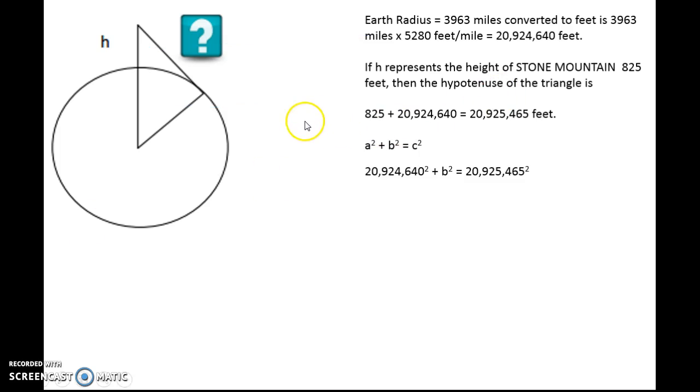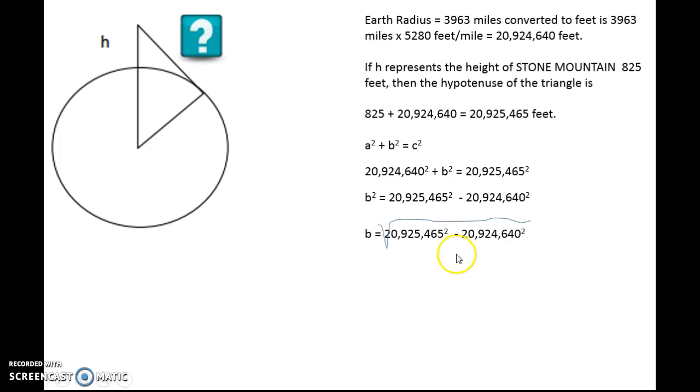Now, here's the Pythagorean theorem. Here's our hypotenuse. Let's just plug everything in. 20,924 plus b squared is equal to that. And we're just going to run the Pythagorean theorem. Rewrite it, subtract this from both sides, and we're going to get the square root of all that. Just showing my work here.